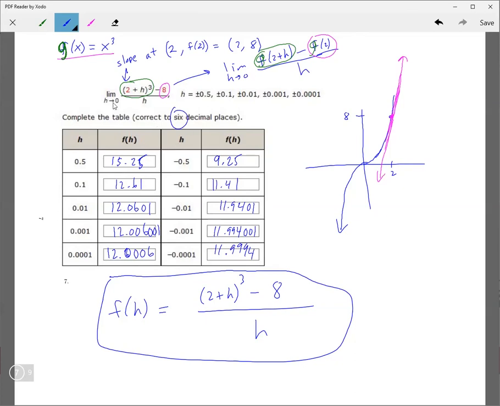Now, the idea is you're trying to see what happens as h goes to 0. So here you have h is 0.5, and it goes down to 0.1, 0.001, 0.0001. So this is really small. This is also really small, but negative. And so these appear to be going, this is really close to 12. That's really close to 12. This is greater than 12. That's less than 12. And so the answer to this, the second part, would be 12. It looks like they're going to 12.